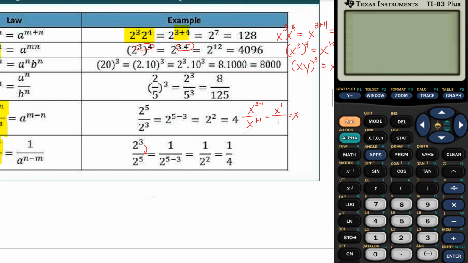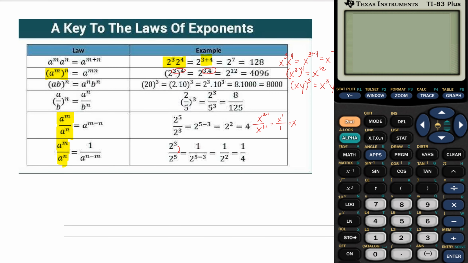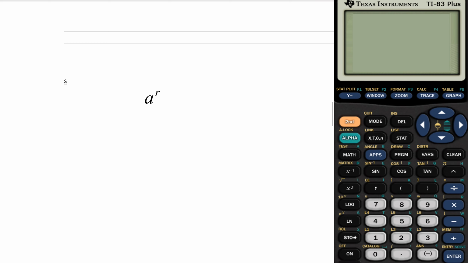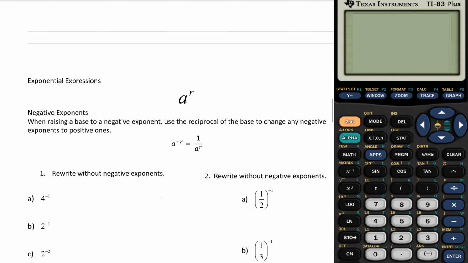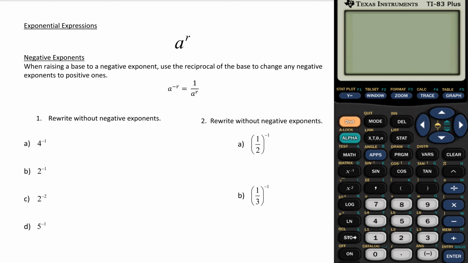Now we can talk about this all day long, but the best way to really go into it is to do it. So let's look at it. Oh, there's one more thing that we have to go over. We do have an exponential expression. We know that it is a to the power of r, meaning r is any exponent.